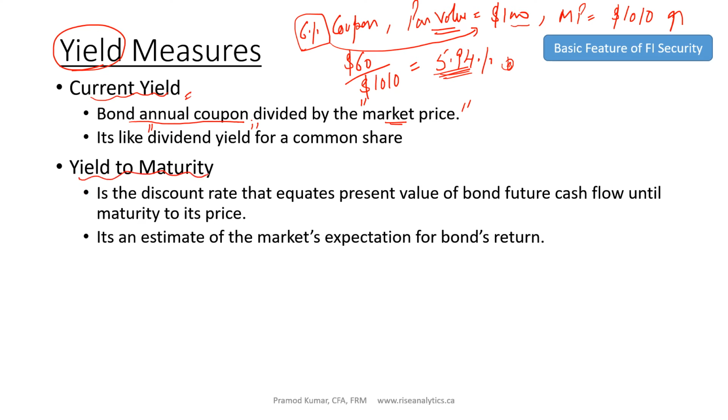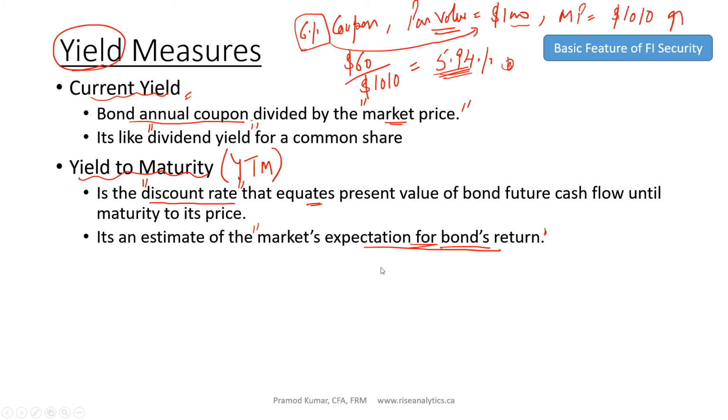Okay, this is the yield to maturity. What is yield to maturity? In short form it's YTM, which you hear a lot. It's the discount rate that equates the present value of the bond's future cash flows until maturity to its price, or it is the market expectation of the bond return, right? What's the expectation of the market for this bond?